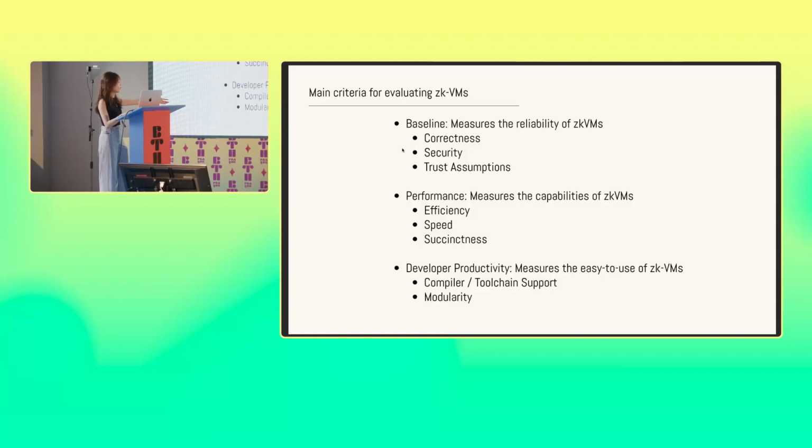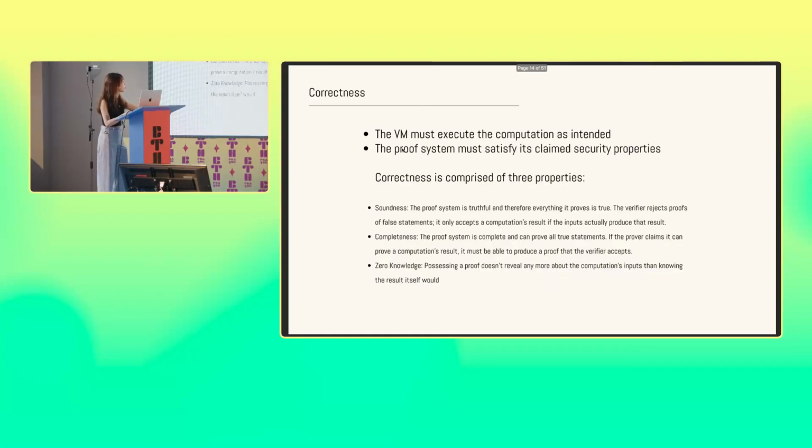And the third is developer productivity: how easy the ZKVM is to use, which includes the compiler and toolchain support, whether it supports high-level languages, what the UX is for using those libraries, and modularity, meaning how easy it is for developers to add specialized circuits for use cases they want to work on. So these are our three main criteria.